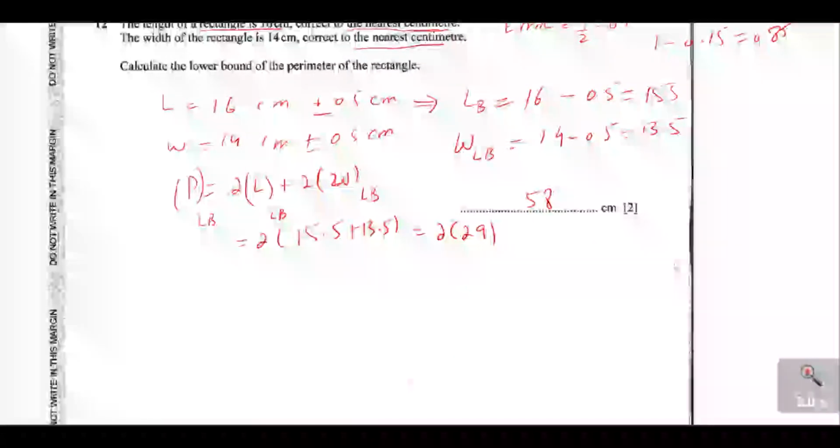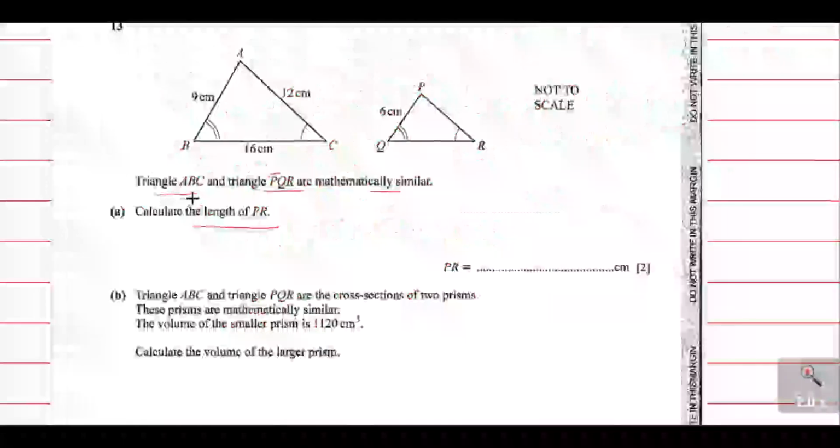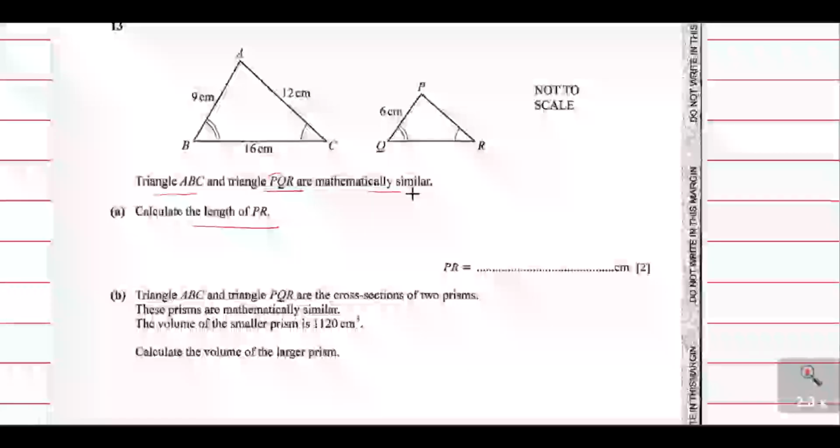Now we will move to the next question of this exercise. Question 13, triangle ABC and triangle PQR are mathematically similar. Calculate the length of PR. If the two triangles are similar, then the corresponding ratios of the triangles will be equal. Therefore, we can write AB over PQ will be equal to BC over QR. The corresponding of AB is PQ and the corresponding of BC will be QR.